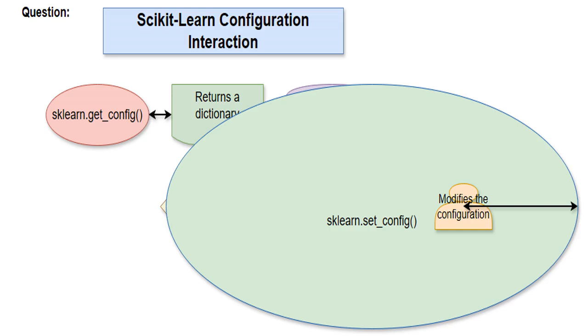To actually change the scikit-learn configuration settings, you need to use a different function, sklearn.set_config. This function allows you to modify the global configuration settings, and then those changes will be reflected in how scikit-learn behaves. This is the counterpart to sklearn.get_config. It's your way to make changes to those settings you just examined.